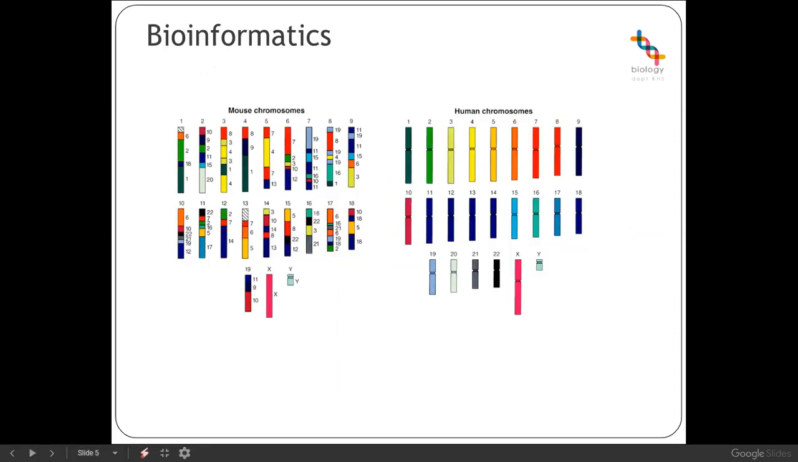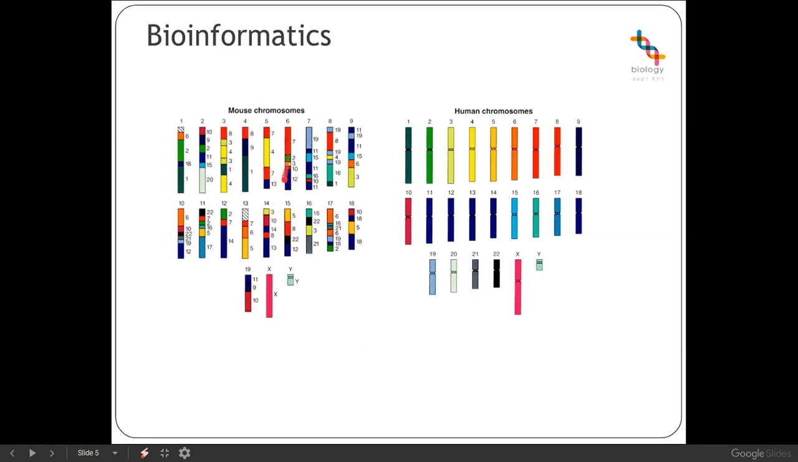In order to do this, we use both computer and statistical analysis, and that's the field of bioinformatics. And what that's doing is comparing the data from different species. So if you were to look at this one, having sequenced the entire human chromosome, what they've then been able to do is look at the mouse chromosome and seen where different sections match up.